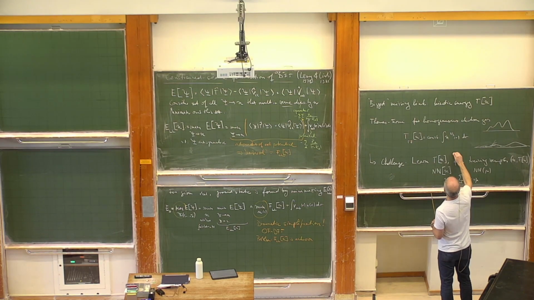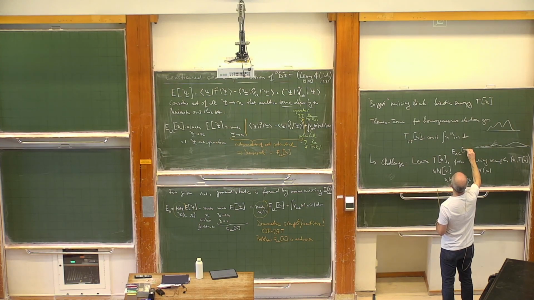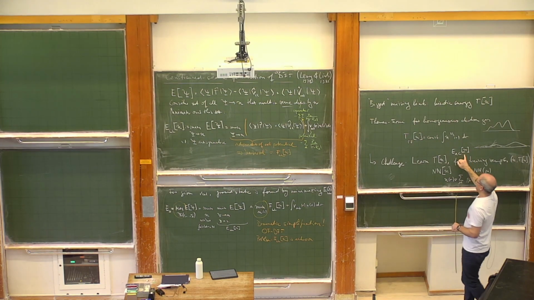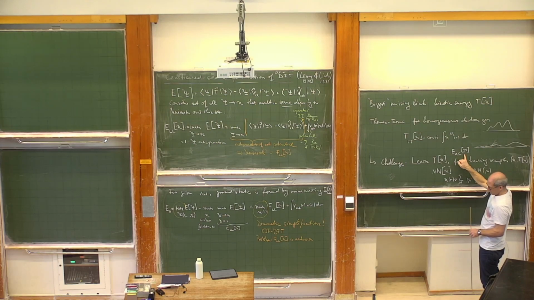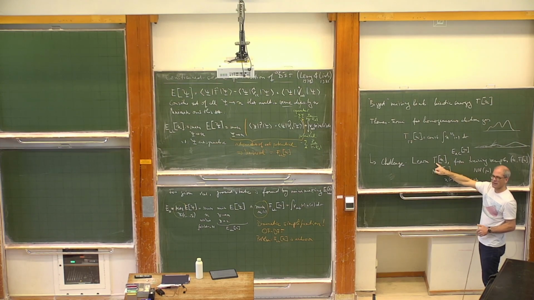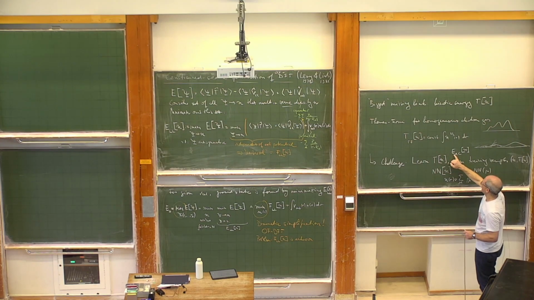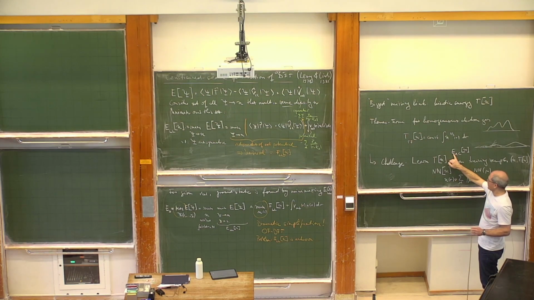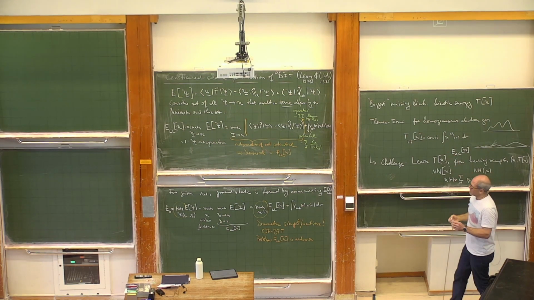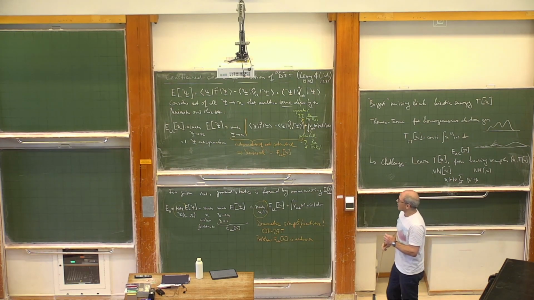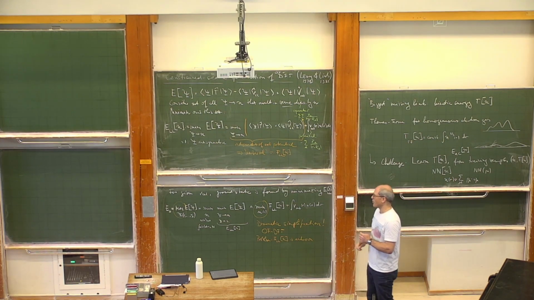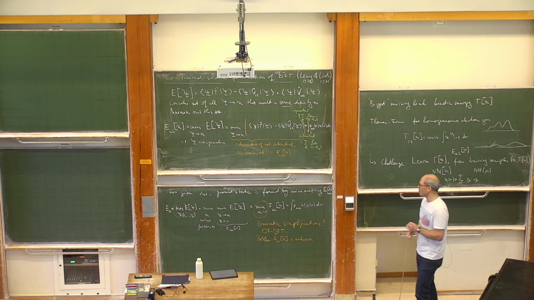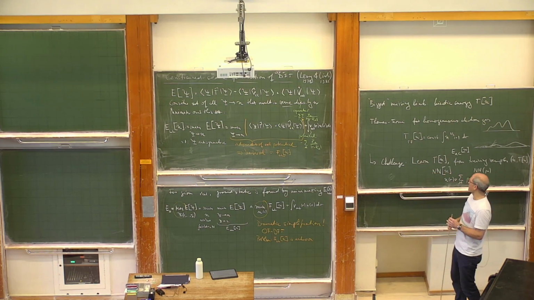XC for short. And there are two things to say about that term. On the one hand, it is in absolute magnitude much smaller than the kinetic energy. And on the other hand, relatively good approximations exist for this term. They're not perfect, but they're pretty good. And they are what has been developed for many years in the Kohn-Sham formulation of density functional theory.